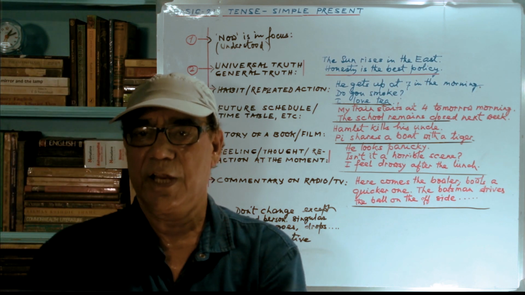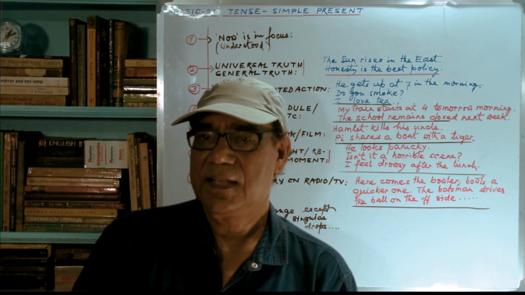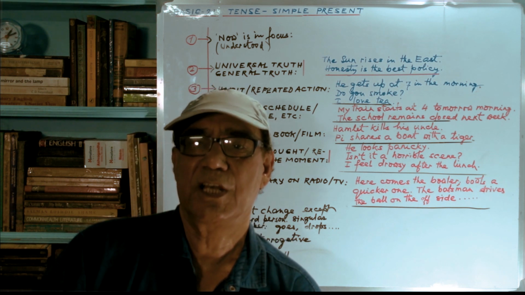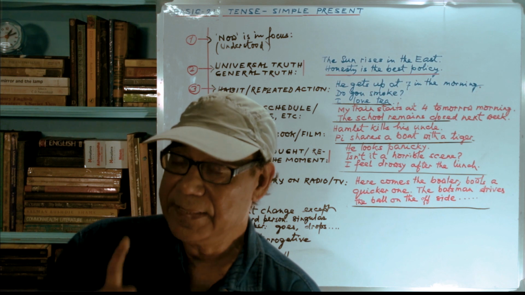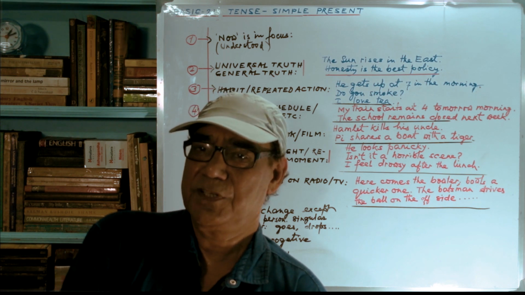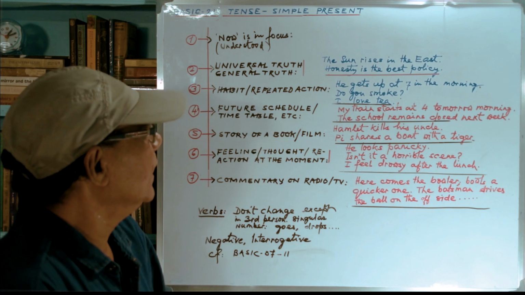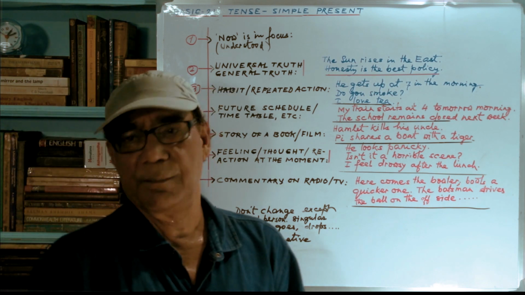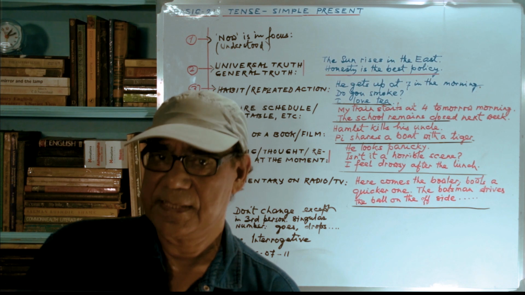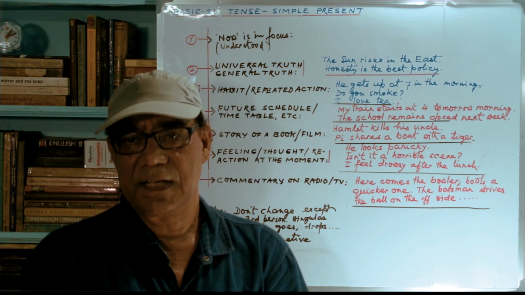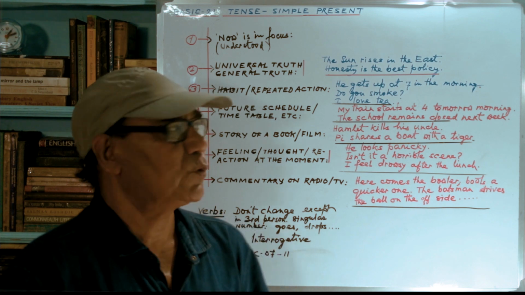Now, habit or repeated action. Something is taking place regularly. Something I have a habit of, I have developed a kind of habit in something. In that case, simple present tense is the most appropriate phrase. For example, he gets up at 7 in the morning. It is his habit, he does it frequently. So in this case, this particular form of tense we can use.